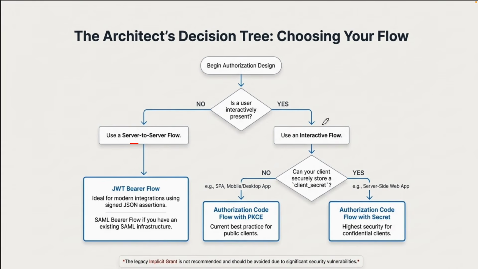But in case user interaction is needed, then another follow-up question you have to ask is whether the client can securely store the secret key or not. If the answer is no, go for the code flow with PKCE. If the answer is yes, go for the authorization code flow with secret. But make sure that you are not using the legacy grant flow. It is not recommended. Moreover, you should also not be using the username and password flow whenever you are working with OAuth.